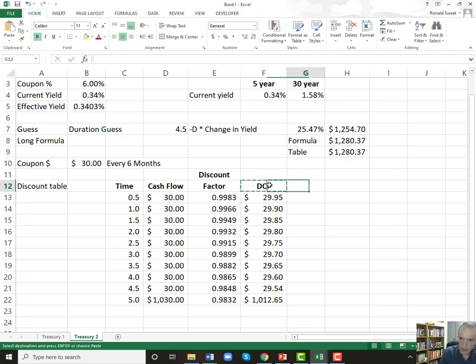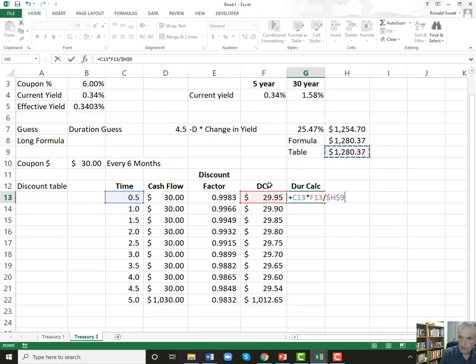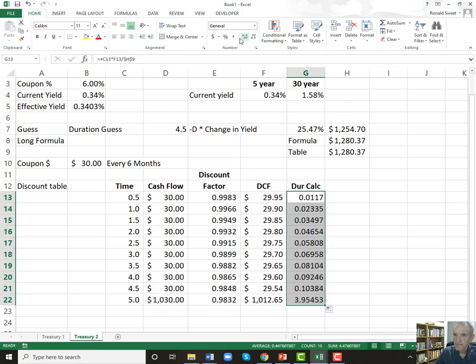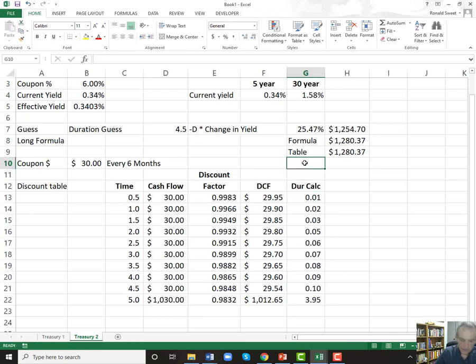I'm going to do one last time. I'm going to try the duration calc. Again, very simple. You just take time times each cash flow divided by the total cash flows. So you get discounted time to maturity. And so my actual duration, Macaulay duration, see how close my 4.5 was. It's 4.48, so I was kind of in the ballpark there.